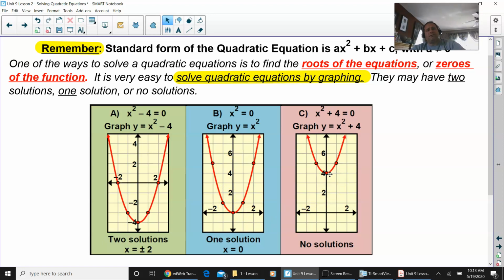We didn't even try a no solution one, but if it doesn't cross the x-axis, guess what? It has no solutions. All right. When it has no solution, that means that you can't solve it algebraically either. You're not going to be able to solve x squared plus 4 equals 0. There's no way to factor that. So for the zeros, it has no solutions. It never crosses that x-axis. And that is basically it.